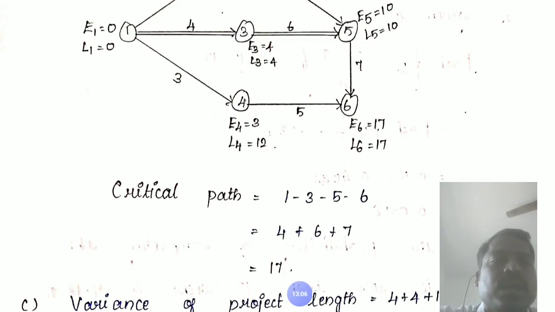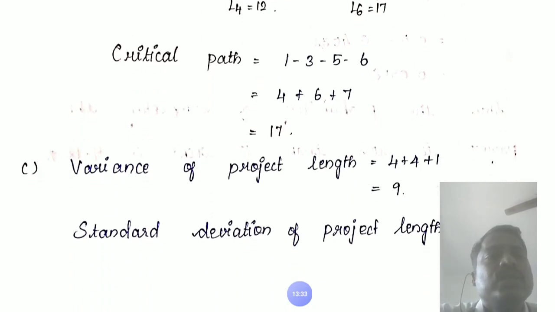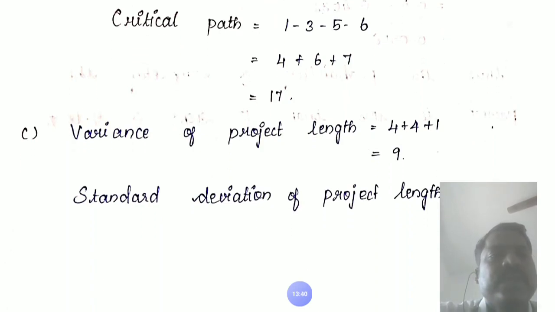Therefore the project completion time is the total duration of the critical path. First 1 to 3 is 4, 3 to 5 is 6, 5 to 6 is 7. Therefore 4 plus 6 plus 7 equals 17. 17 is the duration of the project completion time. The critical path is 1 to 3, 3 to 5, 5 to 6.